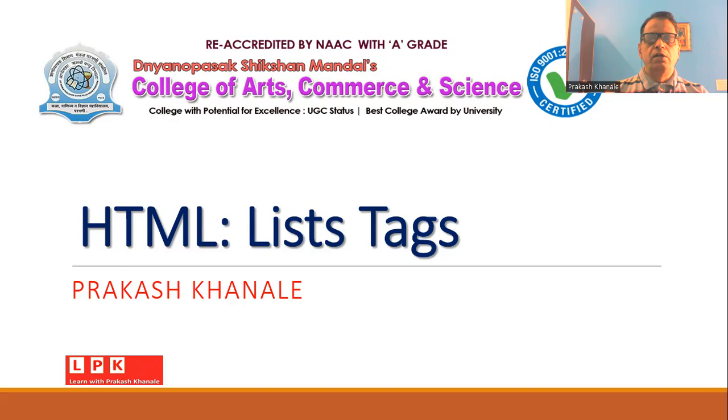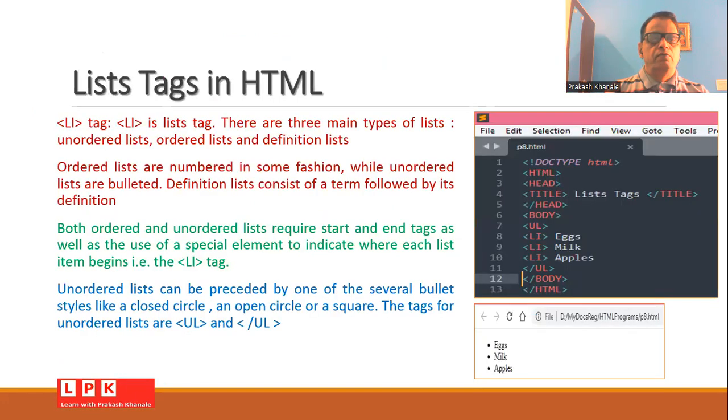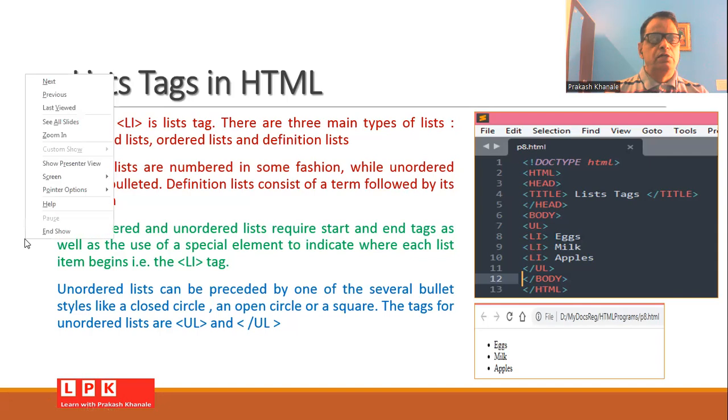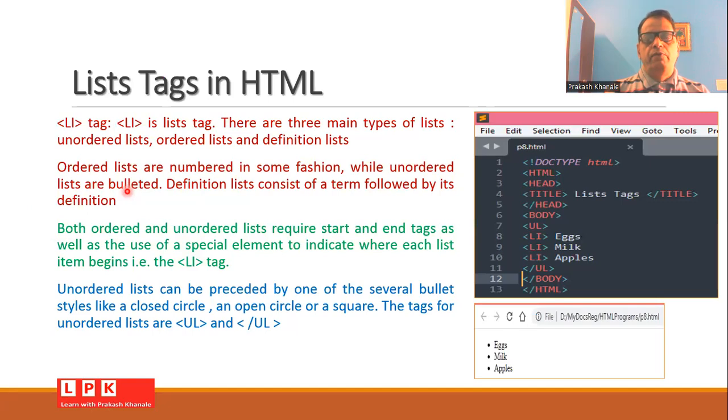So let us start the session with the question: how is it possible to create a list in the HTML program? Frequently, whenever we create any HTML web page, we find there are certain names or certain items to be displayed on the web page. Whenever we want to display such items or names on the web page, it is always better that you display them in the form of a list.